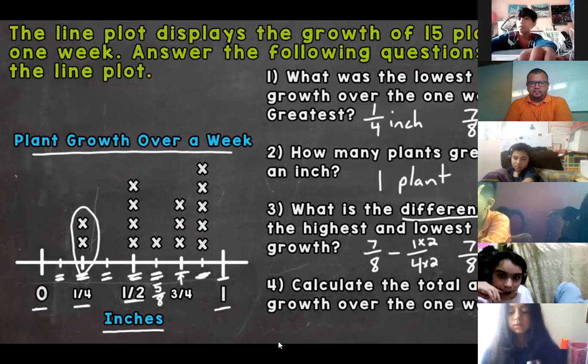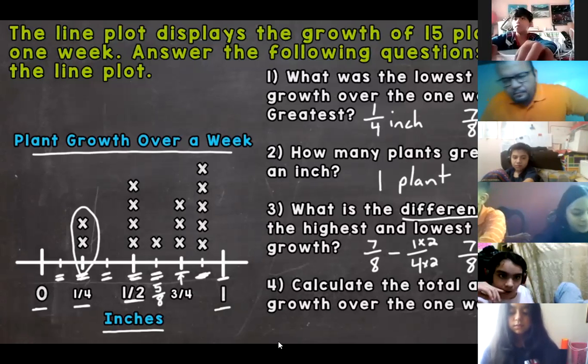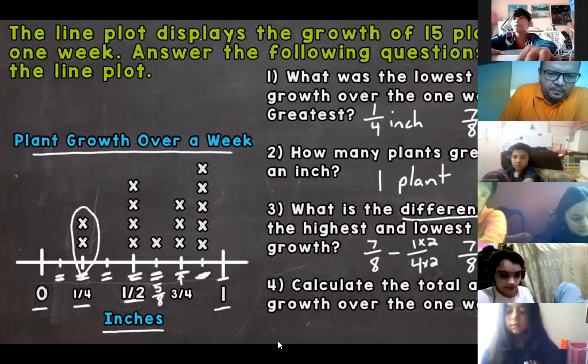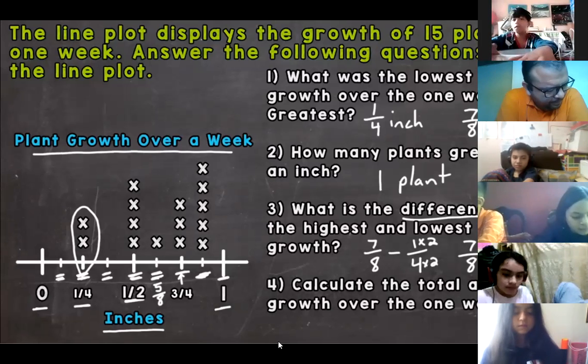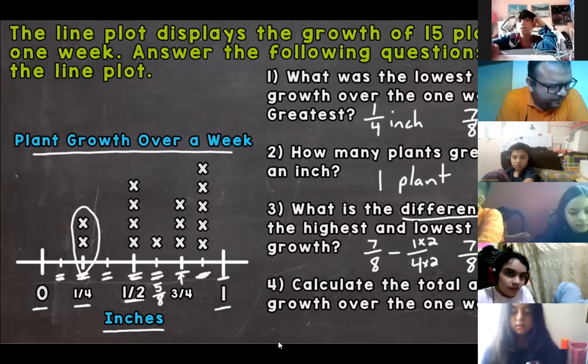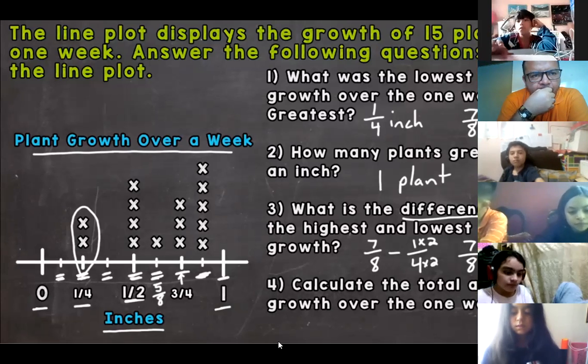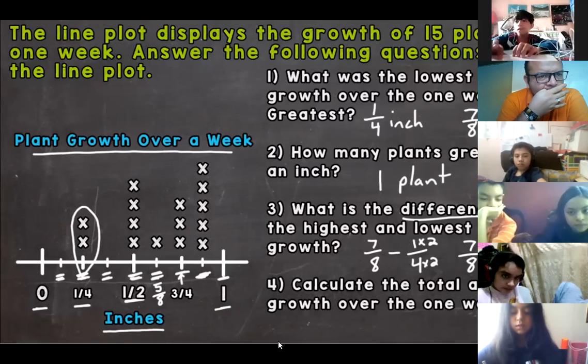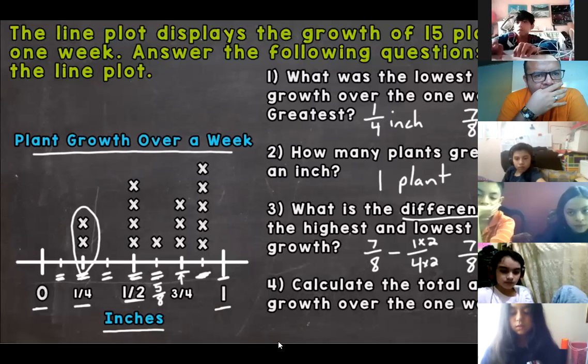Lastly, this is the most difficult problem out of the 4. Calculate the total amount of growth over the 1 week. So you're including the growth of all 15 plants. A common mistake here would be counting up all the x's and saying 15 as the answer. But we need each plant's growth added together.